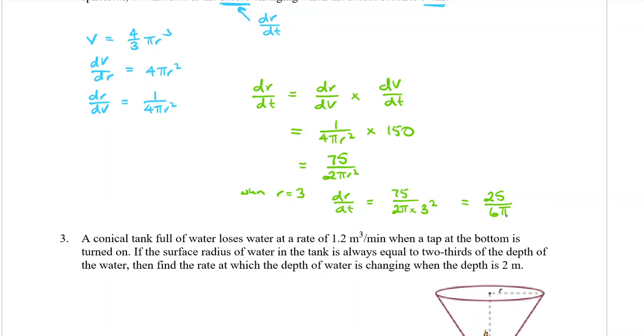No, why are you looking like that? You didn't like, oh, you didn't do it. Okay, so if your calculator gave you the decimal, type everything in without the pi symbol. So just type in 75 over 2 times 3 squared, and hopefully it will give you the 25 over 6. Yeah, it means put the pi back in.